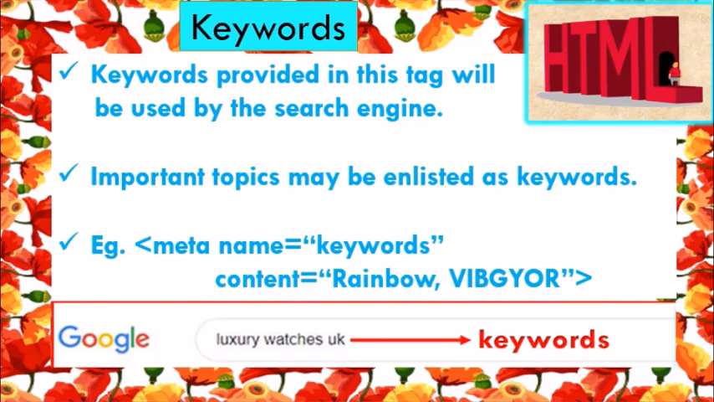Keywords. Keywords provided in this tag will be used by the search engine. Important topics may be enlisted as keywords. For example, meta name equals to in double quotes keywords, content within double quotes rainbow, comma WebCure. This is a keyword. Luxury watches UK. This will be searched by the search engine.